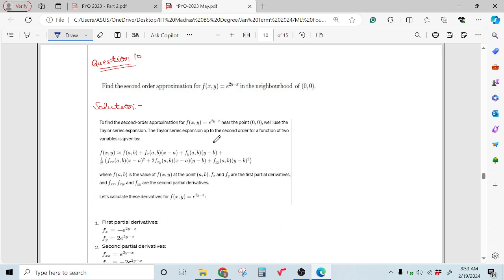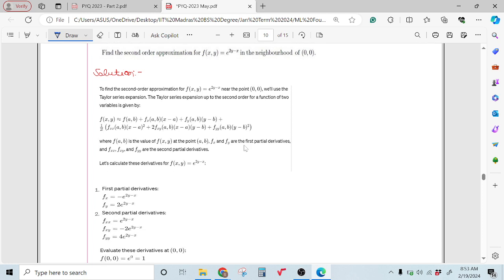The Taylor series expansion of the second order for a function of two variables is given by this formula. You can remember this formula for the second order at least. Okay, this is an approximate formula that comes from the Taylor series expansion. Here f(a, b) is the value of the function at the point (a, b), fx and fy are the first partial derivatives, and fxx, fxy and fyy are the second partial derivatives.